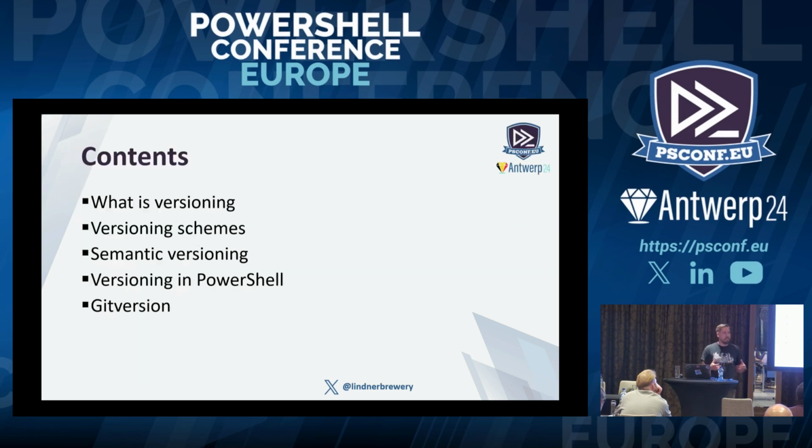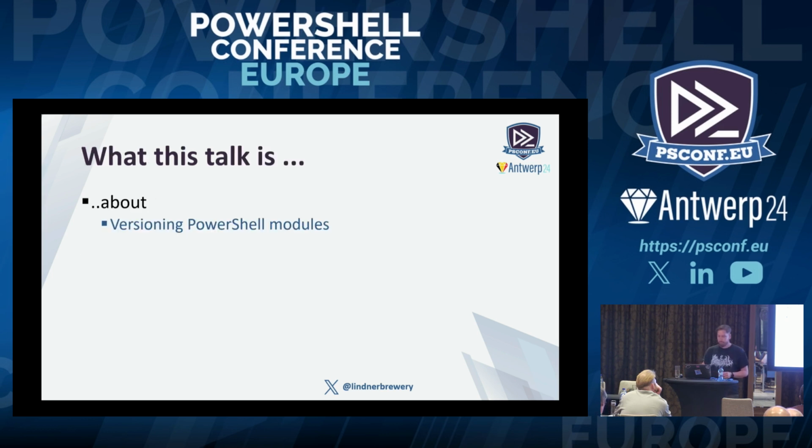So what we're going to talk about today. We're just generally going to talk about versioning, what's versioning, different kinds of versioning schemes, just get a broad overview of what that is. Then we're going to have a look at semantic versioning, which is a specific versioning scheme. Then we'll have a look at how to manually and semi-manually version our PowerShell modules, and at the end we're going to have a look at a tool called GitVersion, which will help that process.